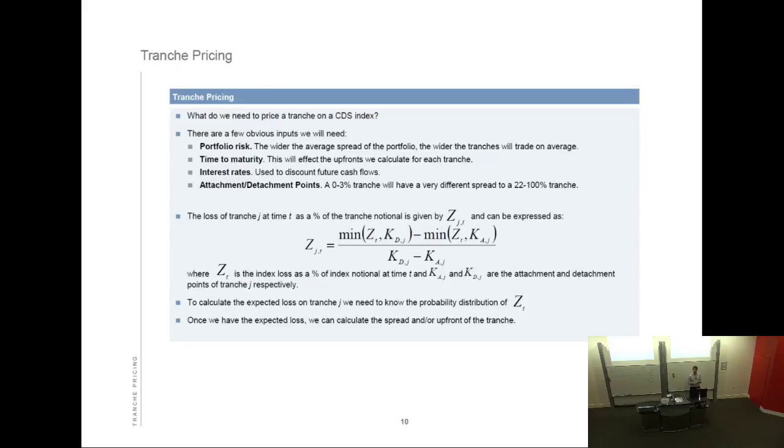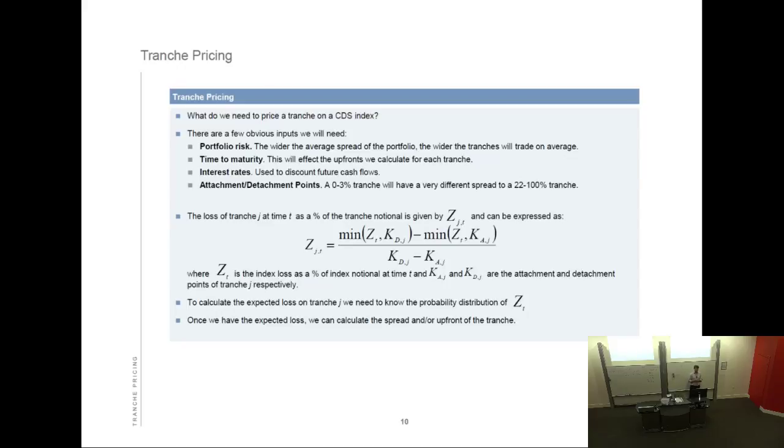Because say a tranche with only little time left is less risky than a tranche with a lot of time left. Interest rates always play a role, discount factors, because you're going to get certain payments at different times in the future. And then very importantly, the attachment and the detachment point of your tranche, right? We've kind of easily convinced ourselves that a 0 to 3% tranche is probably going to warrant a much higher spread than a 10 to 100.